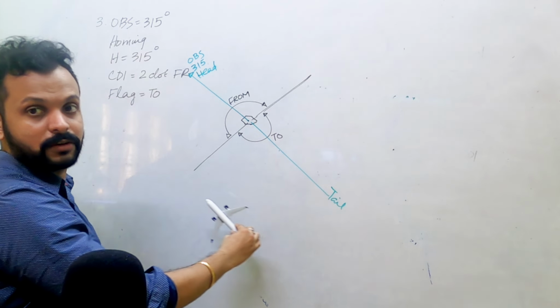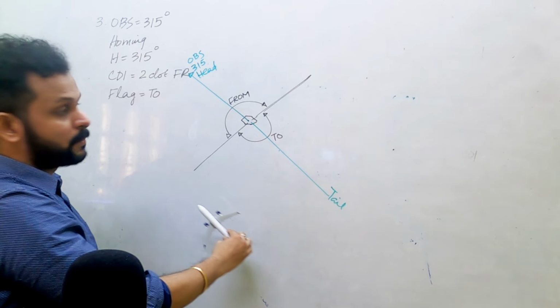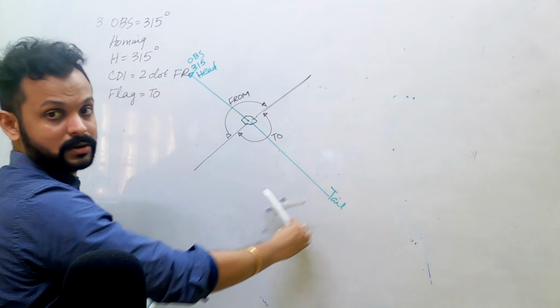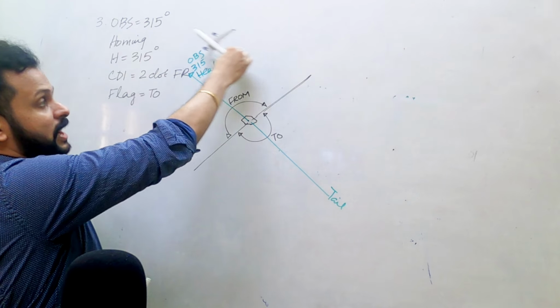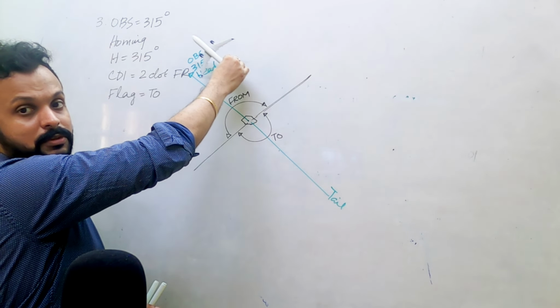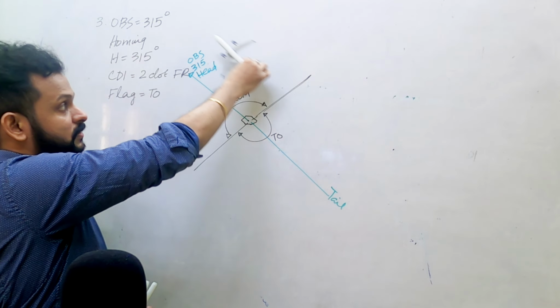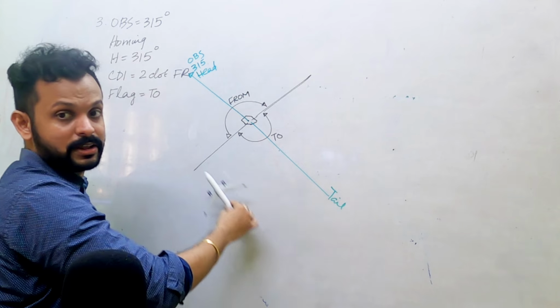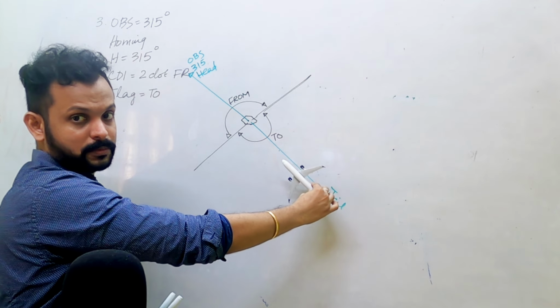I'm still on a heading of 315. Right? But if I'm anywhere here, I'm on a heading of 315 tracking to the station. If I'm anywhere here, I'm on a heading of 315 tracking away from the station. Does it make sense? Right, so if I'm on this side, on a heading of 315 away from the station, and if I'm on this side, I'm on a heading of 315 to the station.